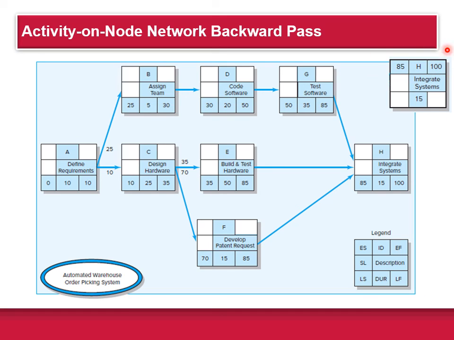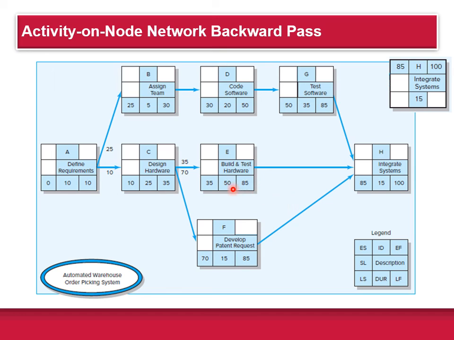So here I've copied over the forward pass, the last block, and so we're going to take the 100 here and put it down here. Now our goal here is to figure out the LS values, since the duration times are given. And so the way you do that is that you simply subtract the duration from the LF value, and that tells you the LS value. So 100 minus 15 is 85, and so the 85 gets moved here, here, and there for the LF times. Then you can keep going.